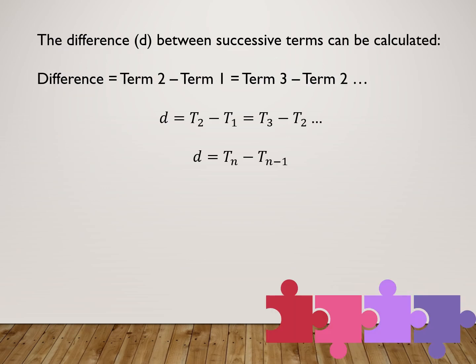So the difference we can calculate. Sometimes it's not as easy to see, but term 2 minus term 1 has to equal term 3 minus term 2, which would have to equal the next difference, etc. The difference is going to be represented by the letter D, and it's Tn, the nth term, minus the term that's before it, Tn minus 1.